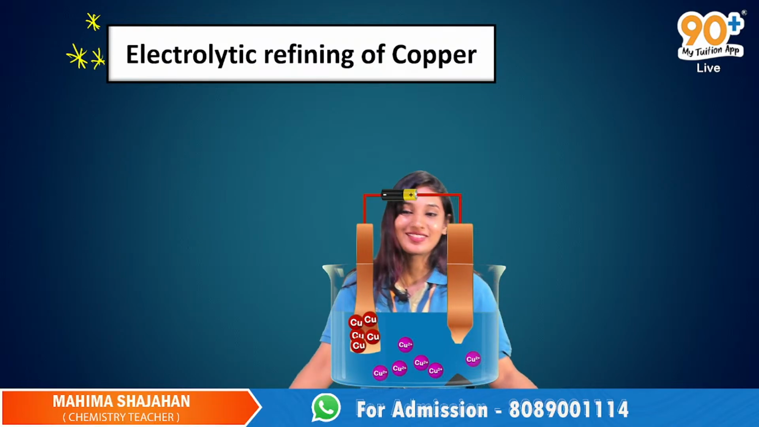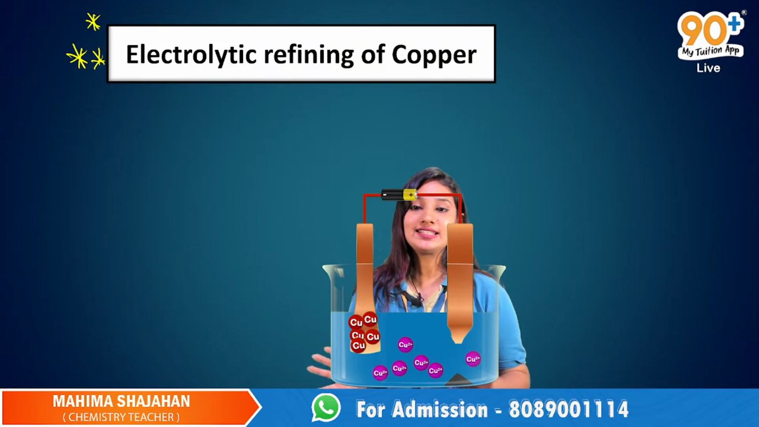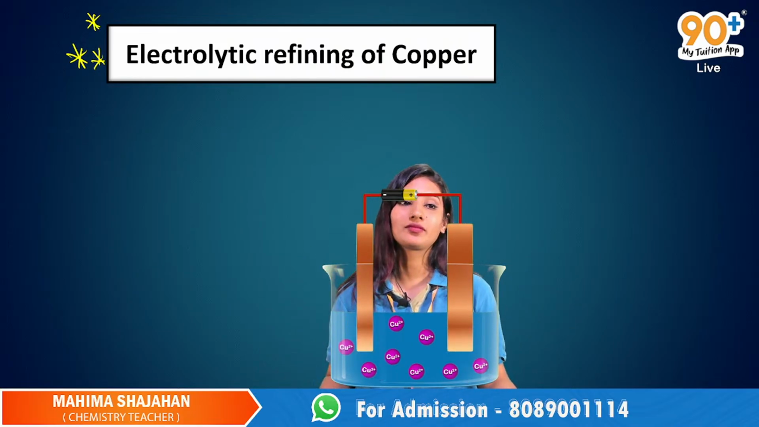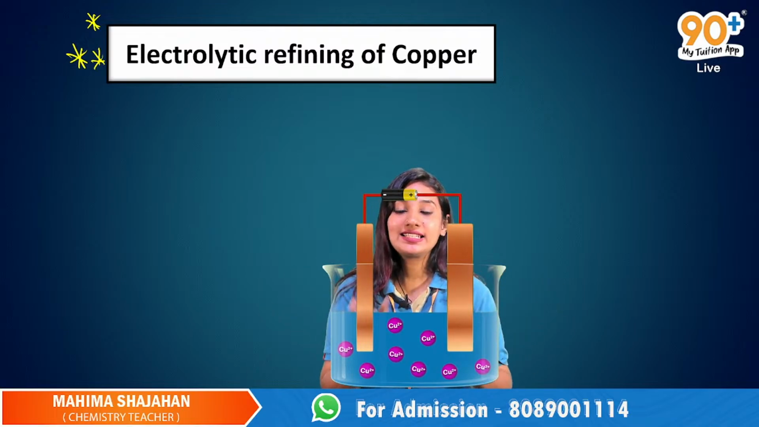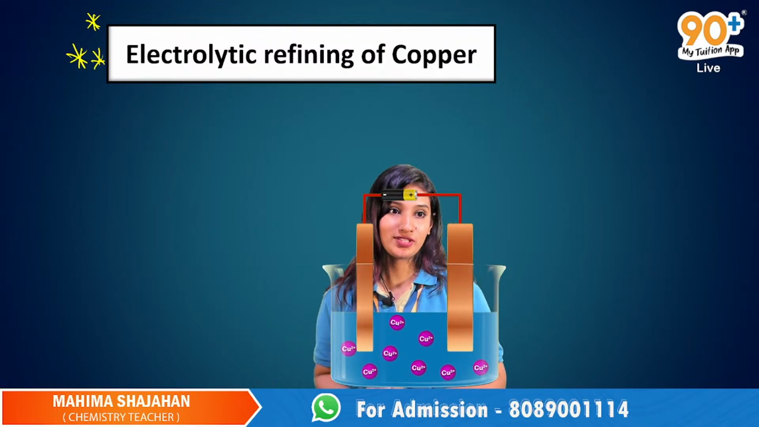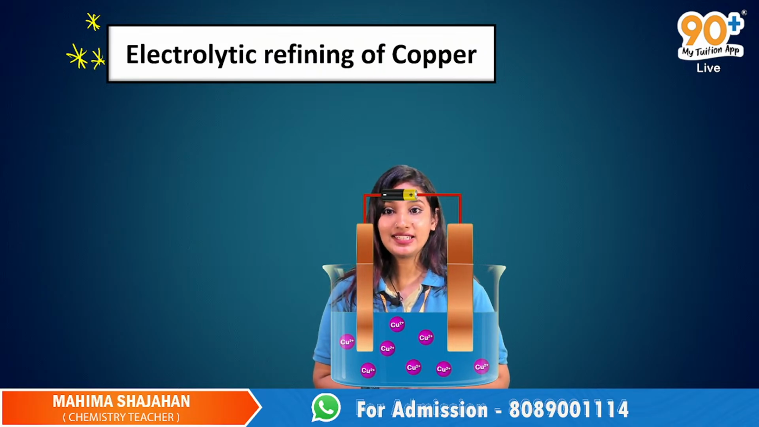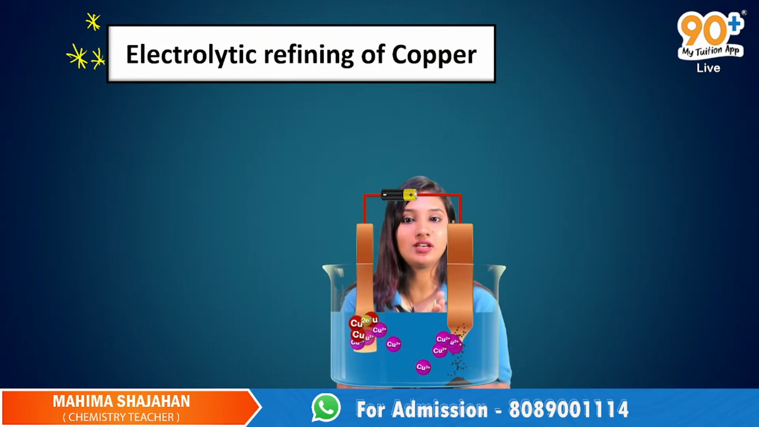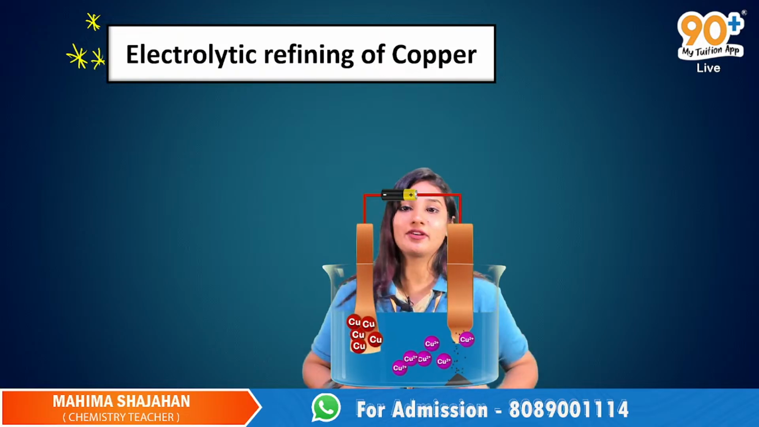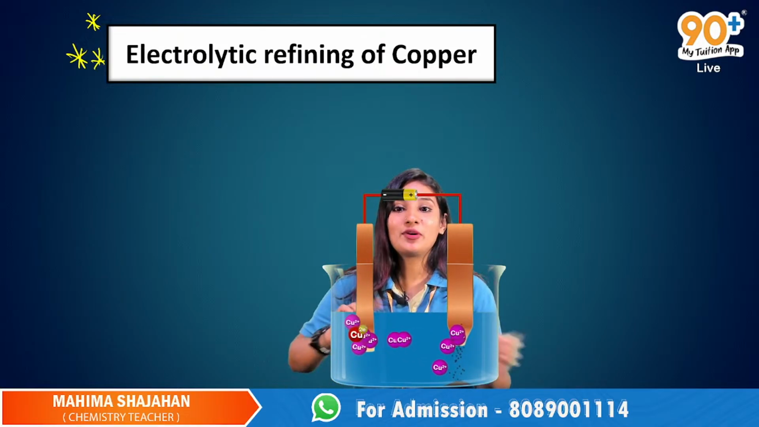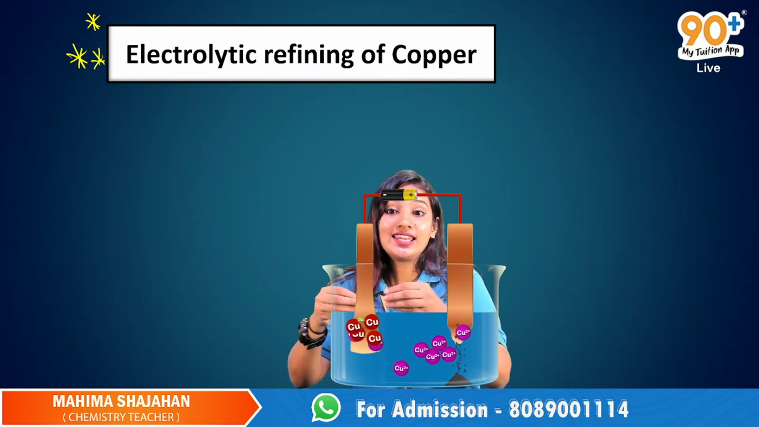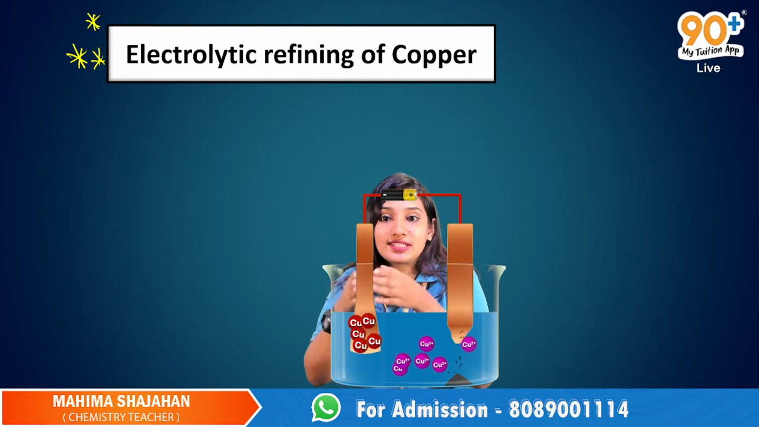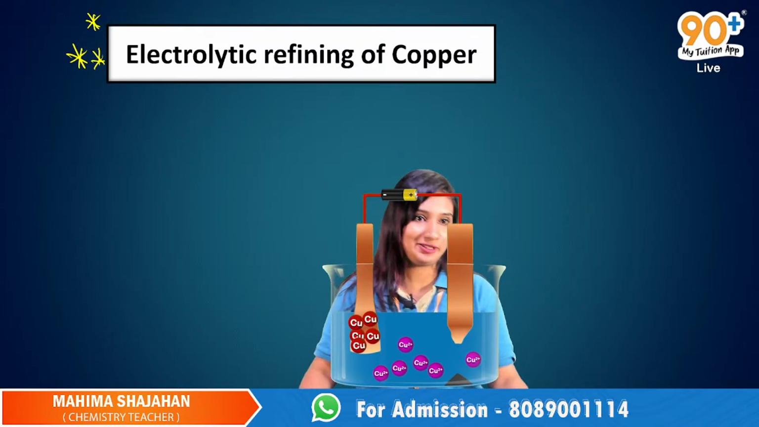Now, can we play this animation again? As this process continues, you can observe that the anode becomes thinner and thinner. Right? But what about the cathode? It is getting thicker and thicker, as pure copper from the anode gets deposited on it.